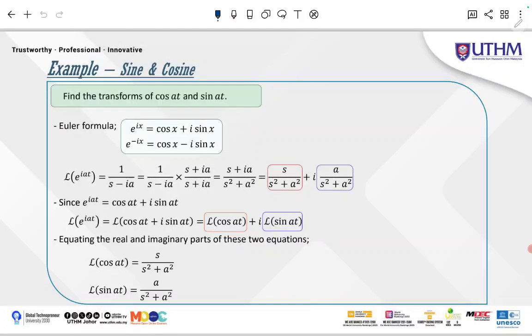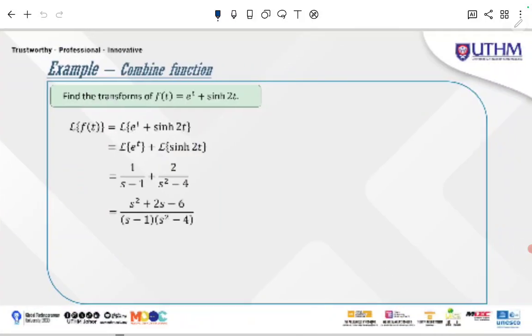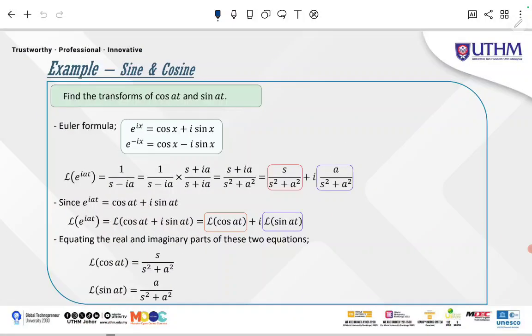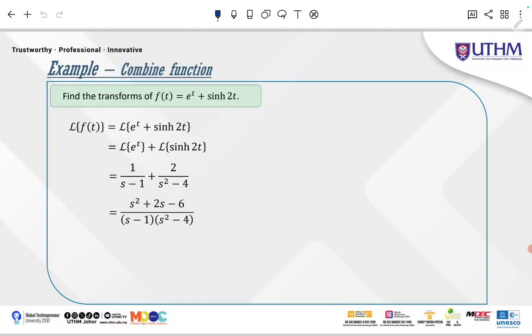So here, this one is the proof of how the Laplace transform of cosine, we got this one, and the Laplace transform of sine, we got this one. You can refer to the summary in the previous video or in the previous slide, where we have the summary of the Laplace transform of cosine and the Laplace transform of sine. Got this one, and then we can apply it here.